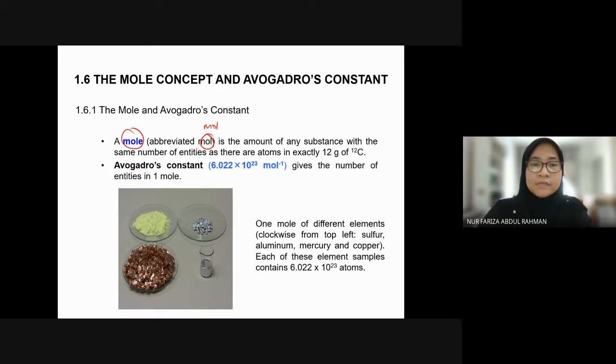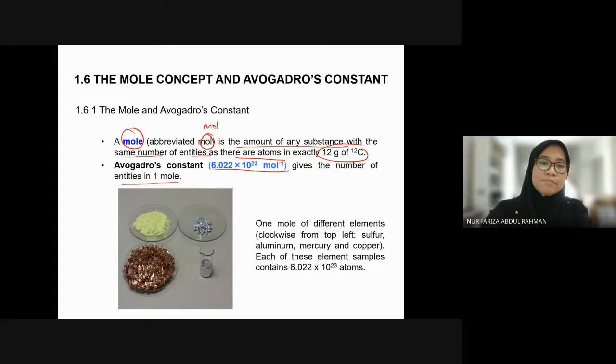A mole is the amount of any substance with the same number of entities as there are atoms in exactly 12 grams of carbon-12. So carbon-12 is our reference mass. Avogadro's constant has the value 6.022 times 10 to the power of 23 mol^-1, which gives the number of entities in 1 mole.